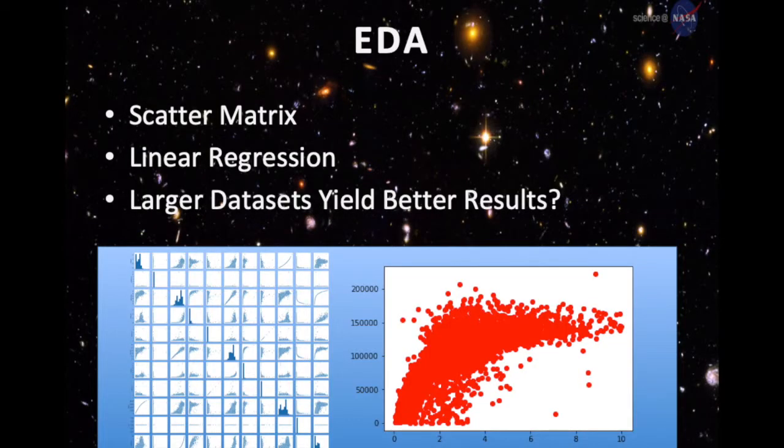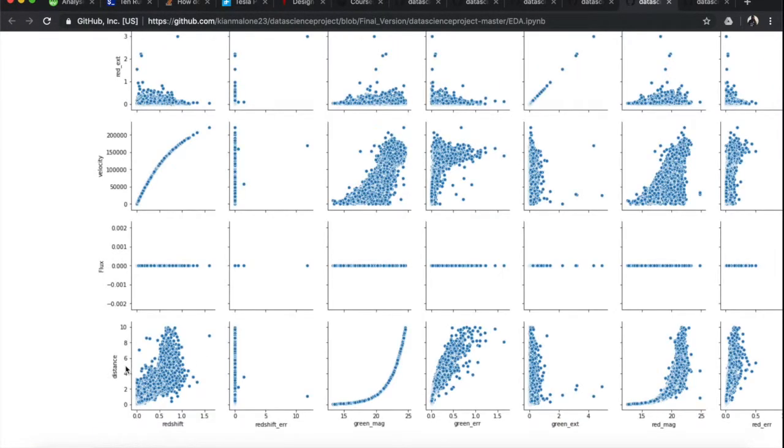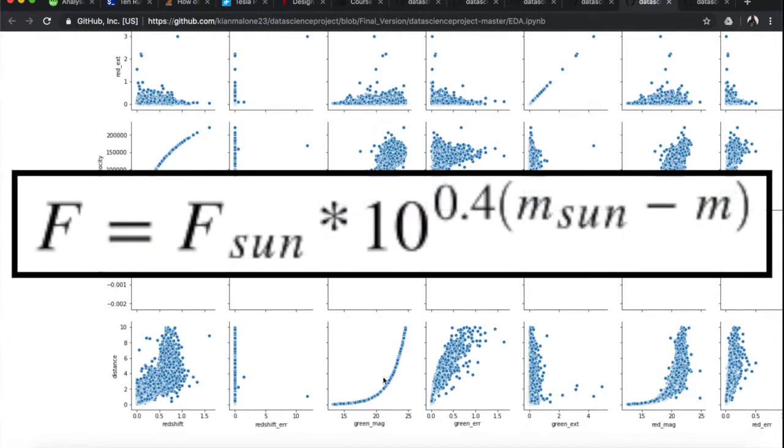Moving on to the exploratory data analysis, we decided to run a scatter matrix to try to find any trends between the different variables that we were plotting. We had originally planned to use the red band of the electromagnetic spectrum because of its sensitivity to determine distance. We then proceeded to realize via the scatter matrix that the green band yielded much better results. We also found, due to the exponential calculation of the flux, there was an exponential error in the data.